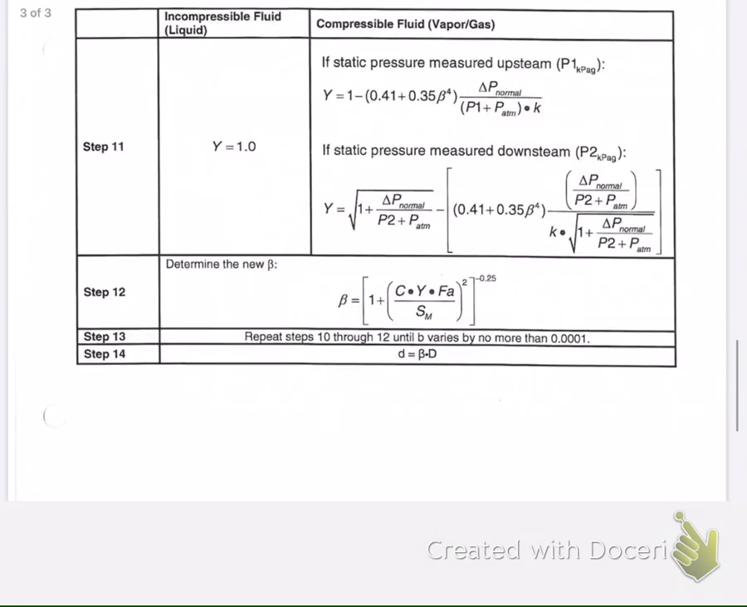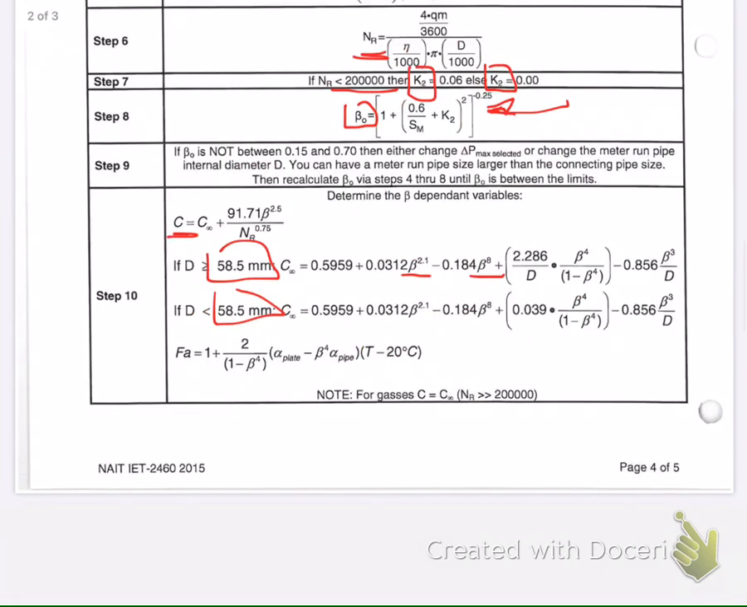I'll go to the next slide. And then if it's a gas, you can see we have to calculate it. If it's a liquid, we just use 1. And then here we determine the new beta value, right? And from that, we take these values and go back up to here to step 10. And it's talking about recalculating.